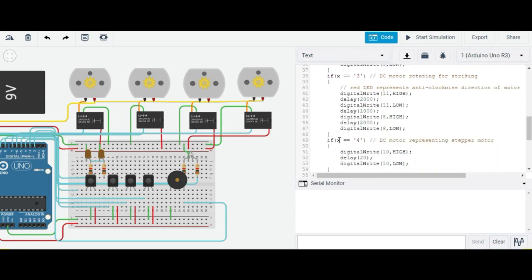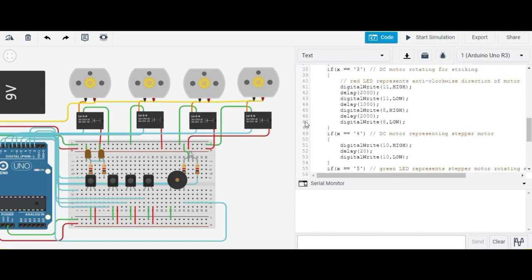When the user gives 3 as an input, this striking motor rotates for 2 seconds and then stops for 1 second, and this red LED indicates the anti-clockwise direction of this DC motor, that is it rotates clockwise for 2 seconds, strikes the striking rod, stops for 1 second and comes back to its original position by rotating anti-clockwise for 2 seconds again.